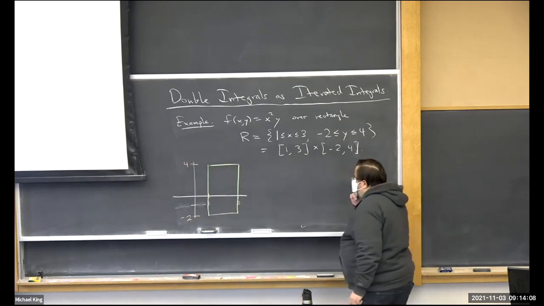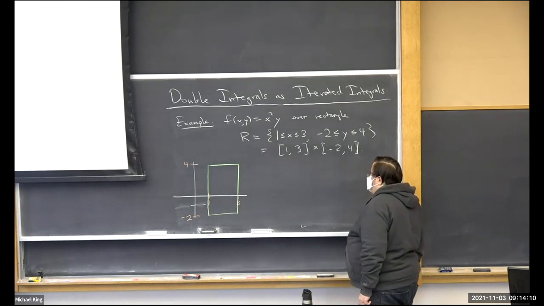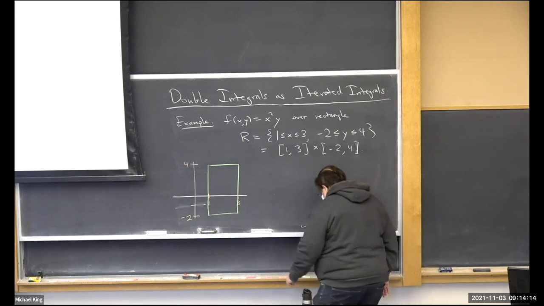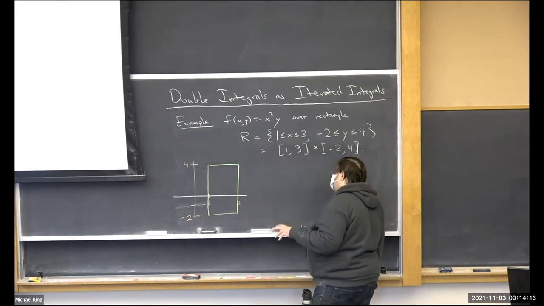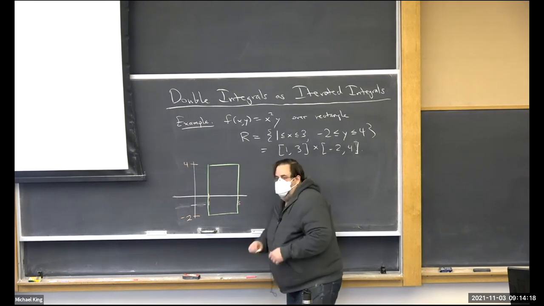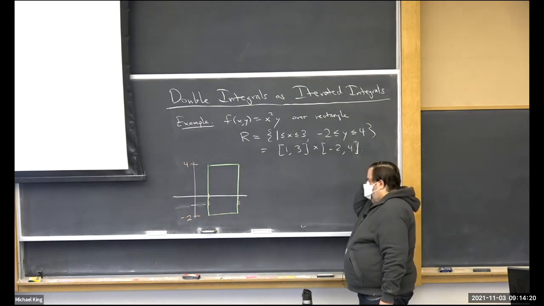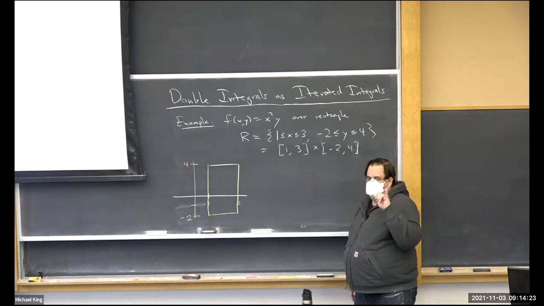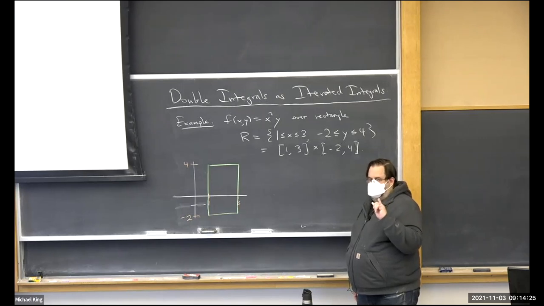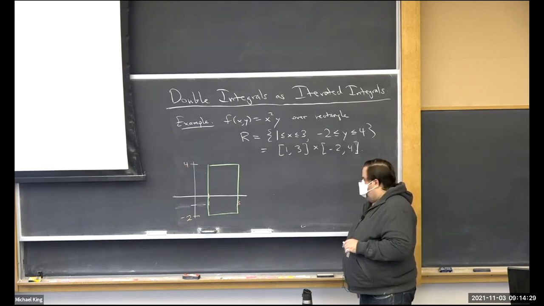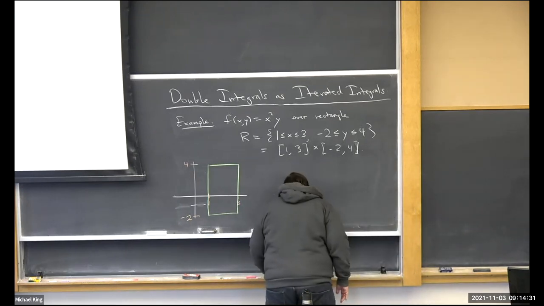Actually, remind me which way we did it last time. I know we did it one way. I just wanted to do it the other way and see that we got the same answer. So what did we do? Was the inside integral x equals 1 to x equals 3, or was that the outside integral? In your notes from last class, x was inside.